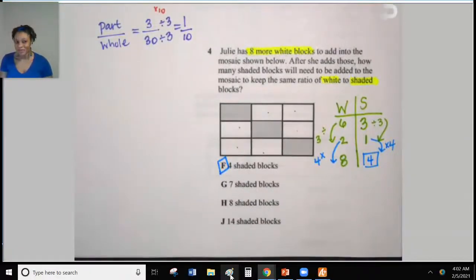I hope that this helps, that we've seen how we can use ratios and rates with models and with number strings and with tables and with our knowledge of parts to whole to solve problems. Let's go practice. Good luck.